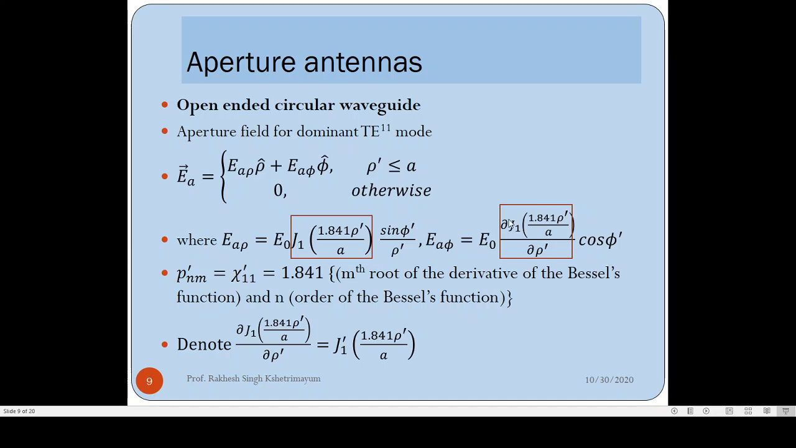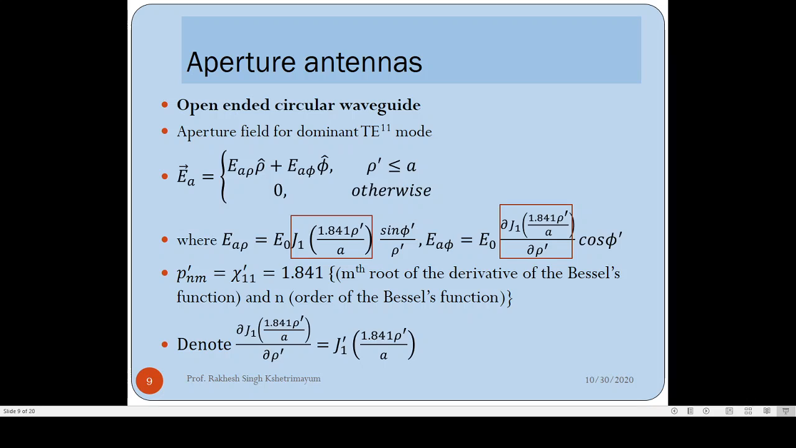So the mth root of the derivative of Bessel's function. You take the derivative of the Bessel's function, find out the mth root, and what is n here? n is the order of Bessel's function. So you take the derivative of the nth order Bessel's function, find the mth root, that would be P n m dash. So psi 11 dash means you are taking the derivative of the first order Bessel's function of first kind and you are finding the first root of that.